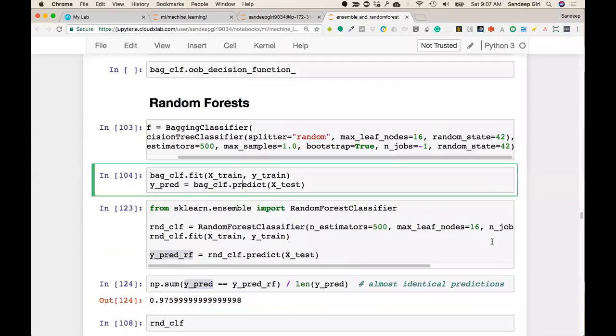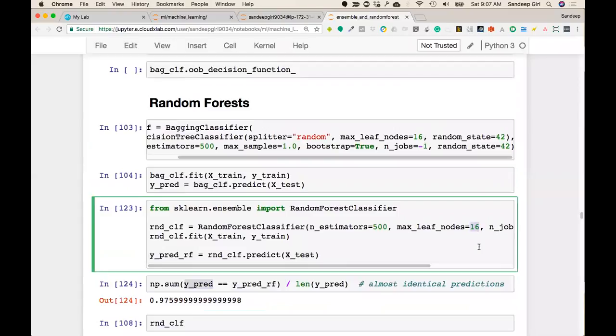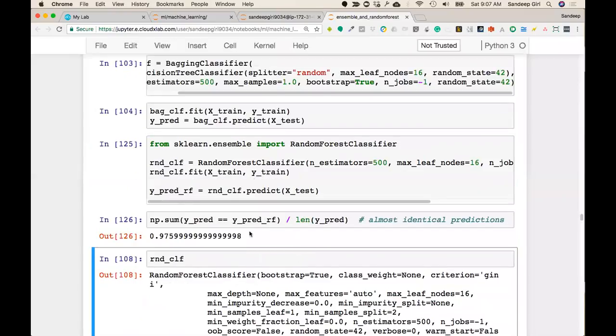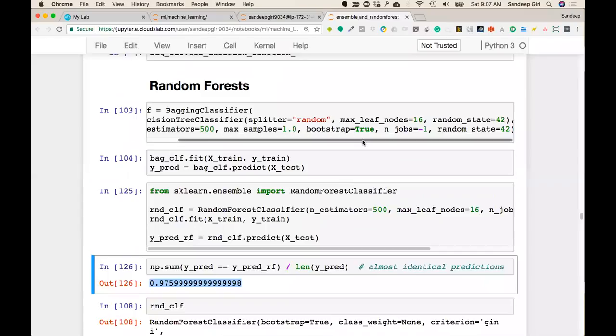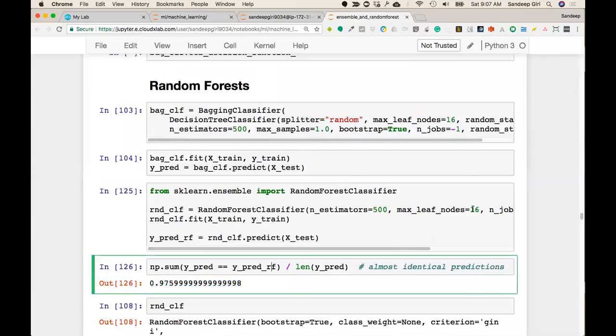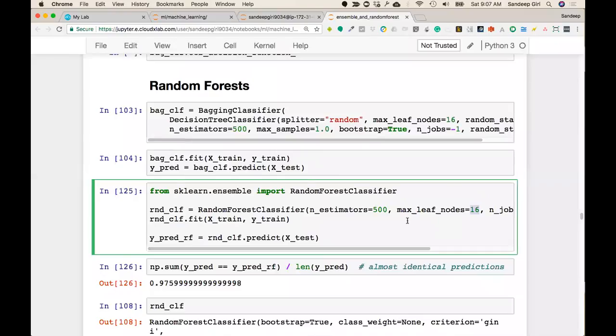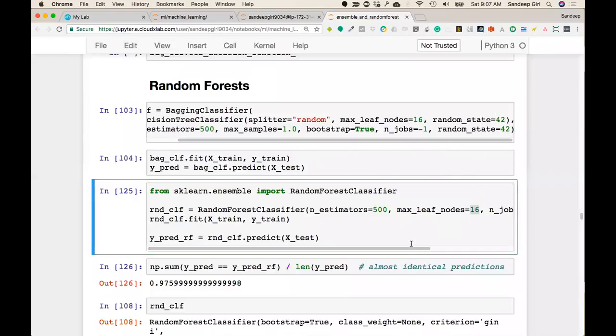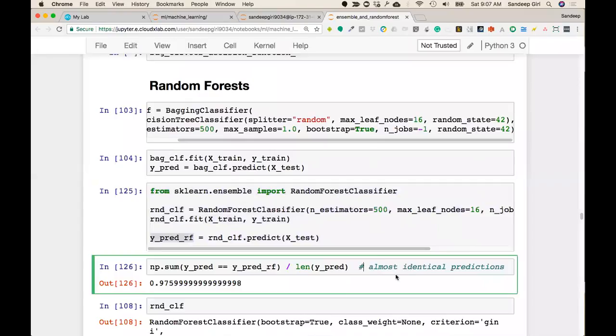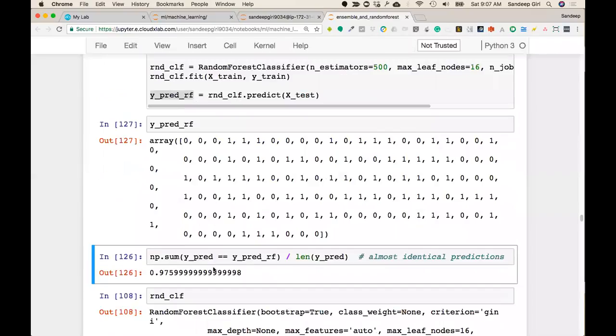So when we have max 8 nodes here, then 16 nodes, the results are very similar to the bagging classifier. If we have 8 leaf nodes, then it's even more similar to the bagging classifier. That's a strange part. So basically the results are here. These are the predictions.